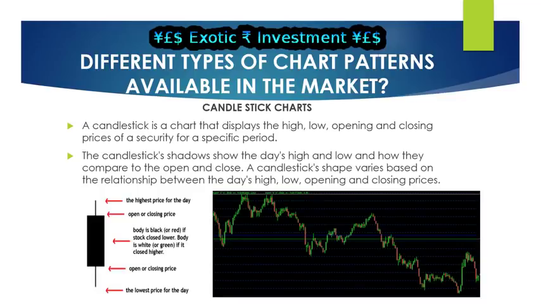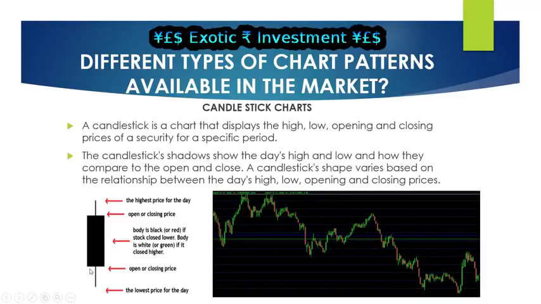A candlestick is a chart that displays the high, low, opening and close prices of a security for a specific period. So this is a candlestick chart. A candlestick chart includes a red candle, which means that it will go down in the movement. If it is green, it is an upward one. We will look into that next. The candlestick's shadows show the day's high and low and how they compare to the open and close. The candlestick's shape varies based on the relationship between the day's high, low, opening and close.